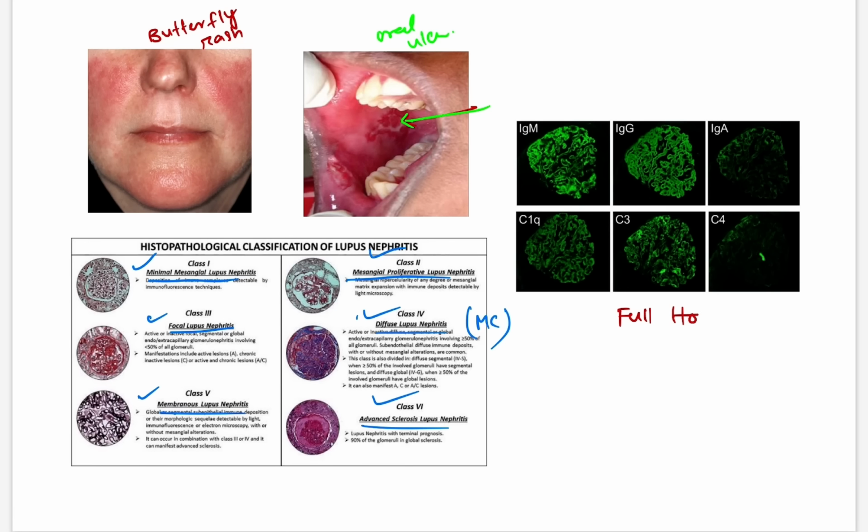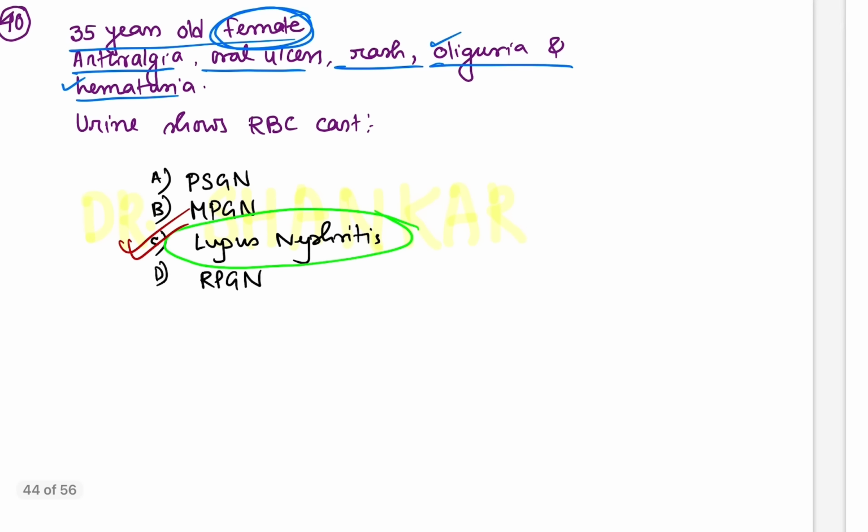This is the full house effect. So this is the full house effect seen in the immunofluorescence study of renal biopsy in case of lupus nephritis: positive IgM, IgG, IgA with C1q, C3 and C4. So this is a case of lupus nephritis.